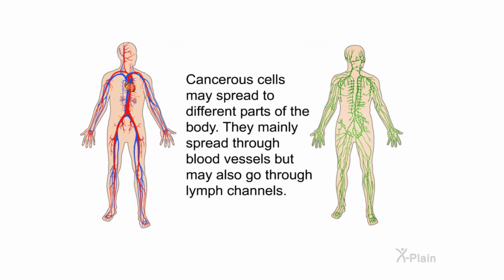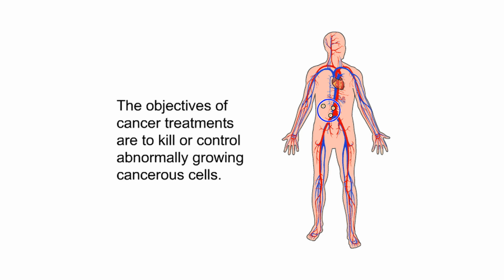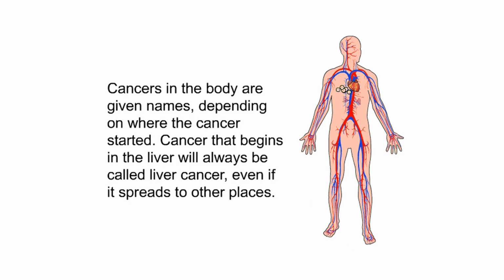Cancerous cells may spread to different parts of the body. They mainly spread through blood vessels, but may also go through lymph channels. Lymph is a clear fluid produced by the body that drains waste from cells. It travels through special vessels and structures called lymph nodes. The objectives of cancer treatments are to kill or control abnormally growing cancerous cells. Cancers in the body are given names depending on where the cancer started. Cancer that begins in the liver will always be called liver cancer, even if it spreads to other places.